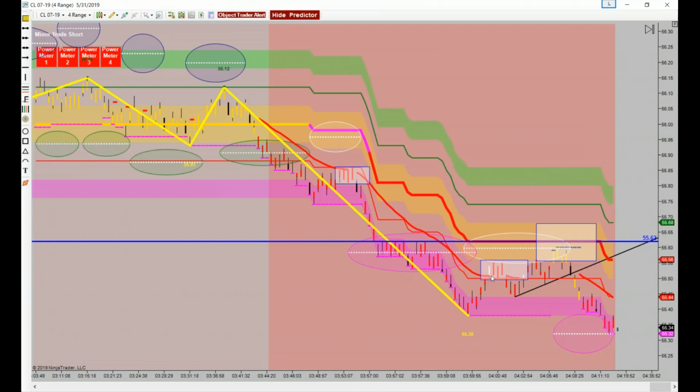But see, this was a legitimate, what we call a minimum criteria trade. See here, it came up above stealth and line 2. You boxed it in, and that was a legitimate trade. It just didn't work out.